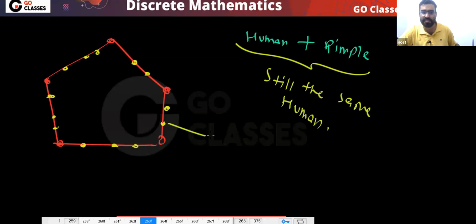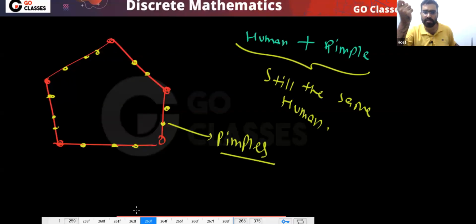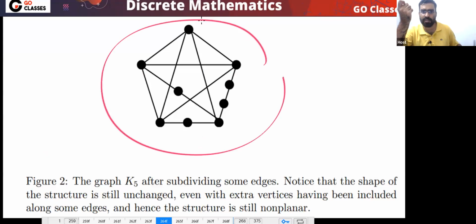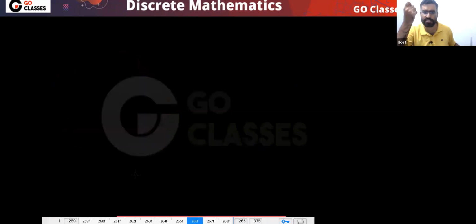So something like this. These are the pimples. Okay, are you getting this point? So anyway, the fundamental shape of the structure does not change. So this is the idea. Whatever subdivision you make, the fundamental structure, the fundamental shape of the structure does not change.